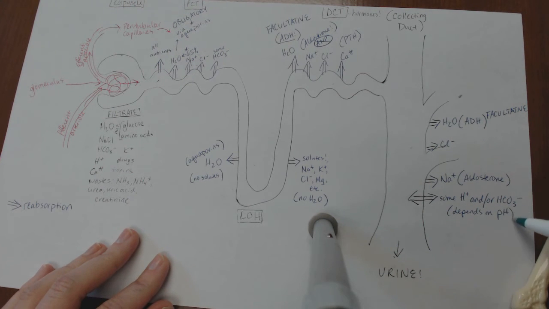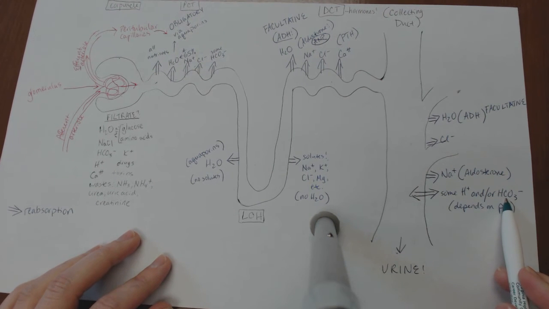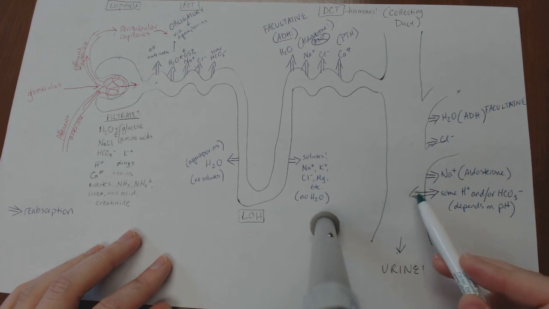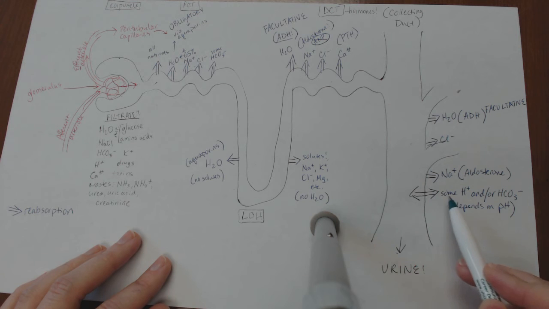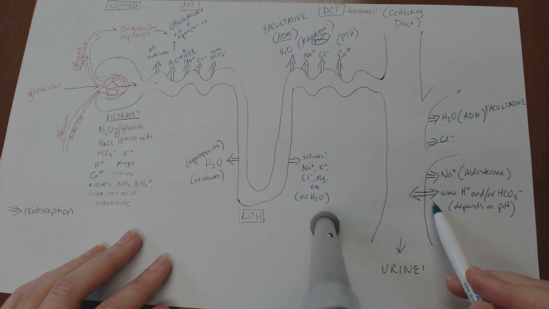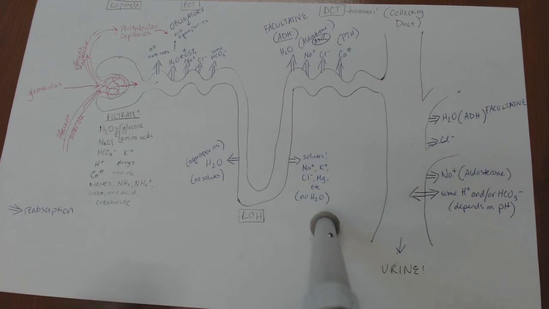Okay, we can reabsorb some hydrogen ions or bicarbonate ions here into the blood, just depending on the pH, but we could also secrete them here too. That's why I have the other arrow going in the other direction. This indicates you can both secrete or reabsorb hydrogen ions and or bicarbonate ions at this location, but I can't tell you which one you're doing right now because it just depends on what the pH is of your blood and bodily fluids.